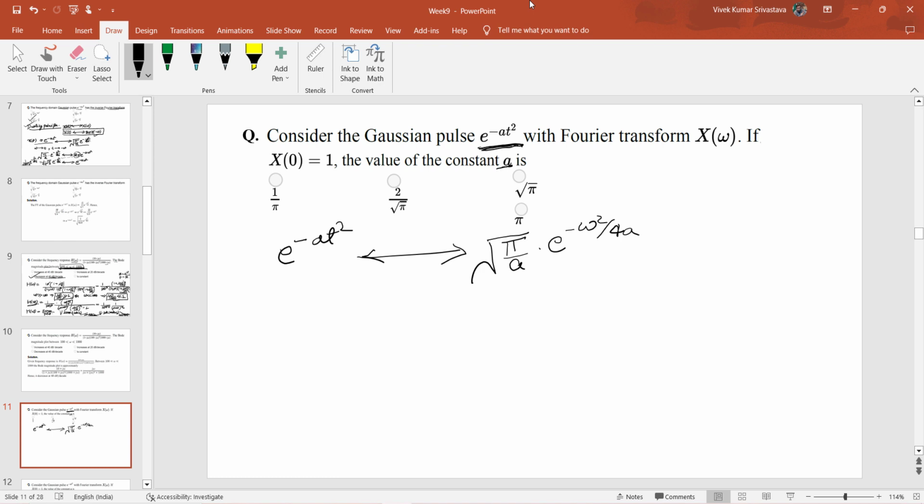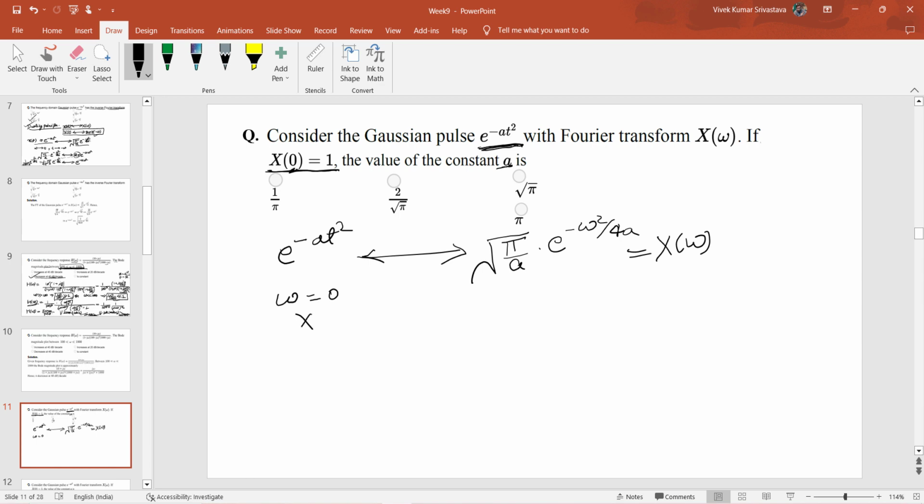So now once we know what the Fourier transform of this Gaussian pulse will be, we can put directly omega as 0 here, because in this condition, the value of x of 0 is 1. It means that you have to substitute the value of omega as 0 here.